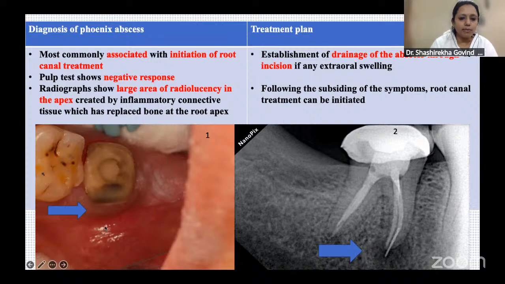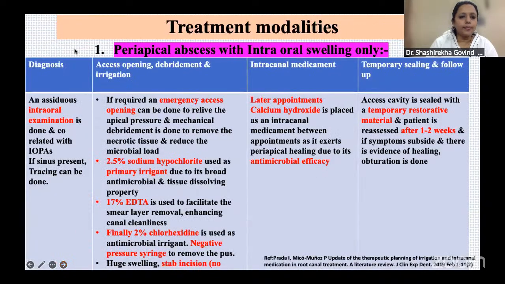So this is a picture. Picture 1 shows there is a swelling here. It is associated with the root canal treated tooth. There is a fractured instrument here. Due to that, there was a huge lesion here. So this was treated with a regular root canal treatment, followed by a regular interval of intracanal medicaments.